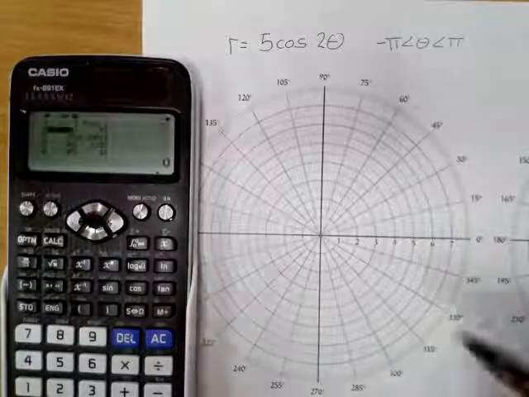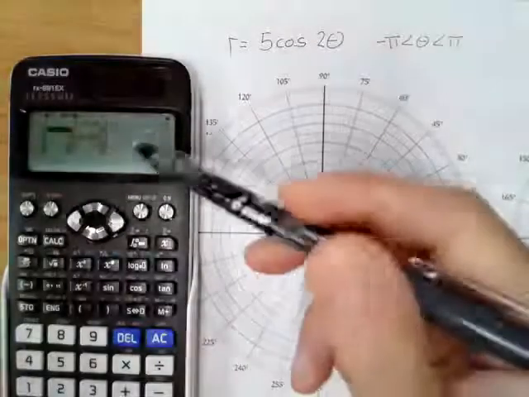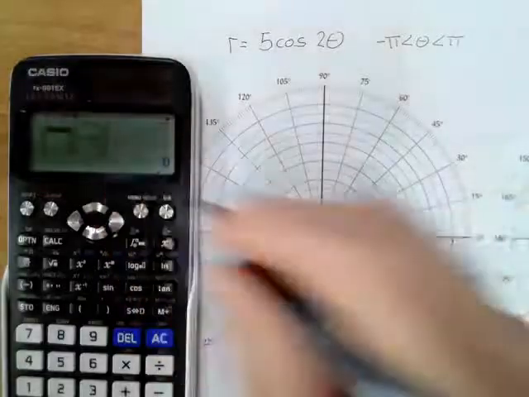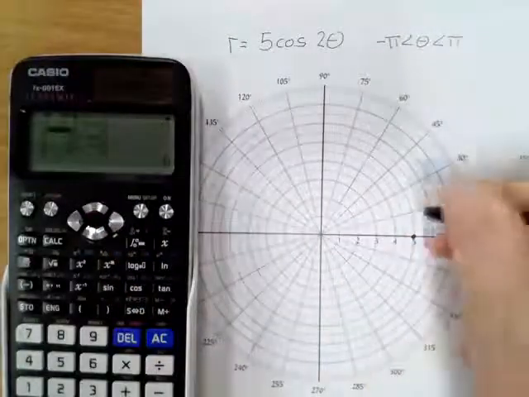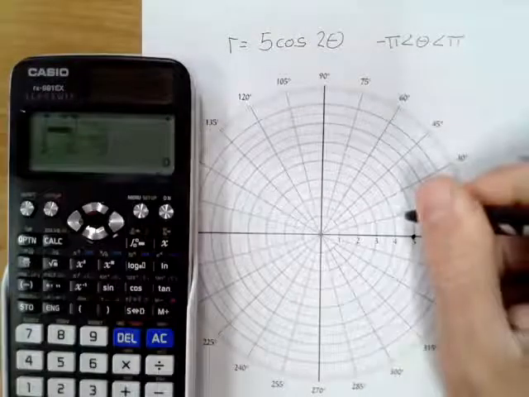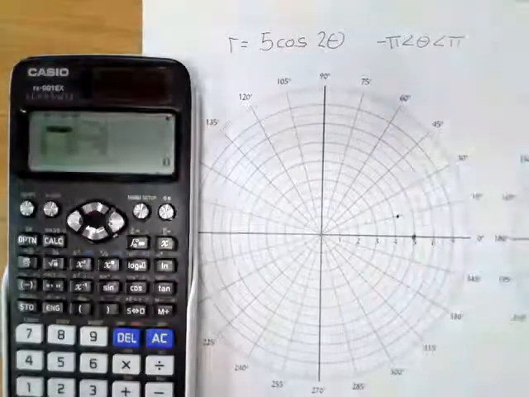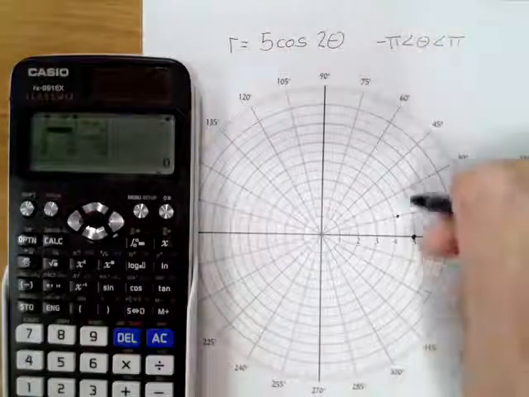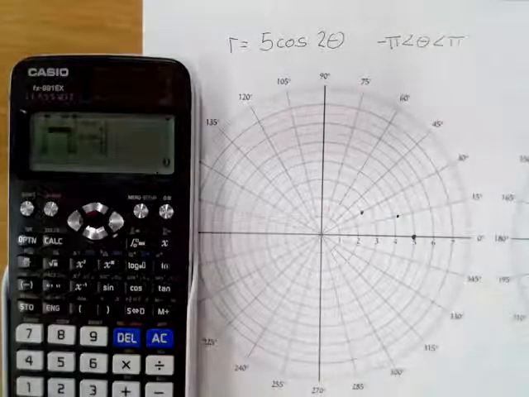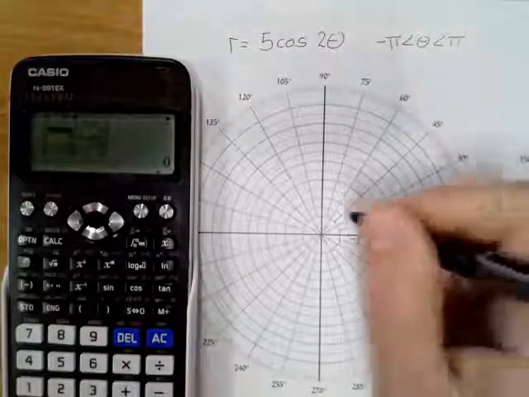Right, so anyway, here we go. So I can make my important point now. I'm going to start to plot the points. So 0 degrees is 5, 15 degrees is 4.3. So 1, 2, 3, 4.3. It's only a sketch. It doesn't have to be perfect. Now 30 degrees is 2.5. So 1, 2, 2.5. 45 degrees is 0, which is here.